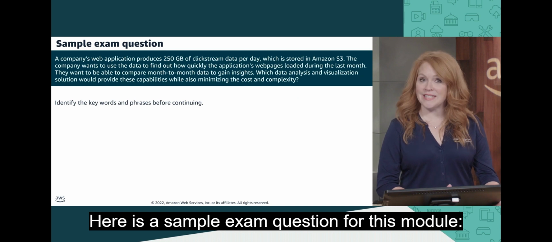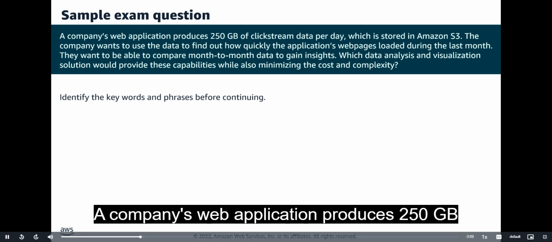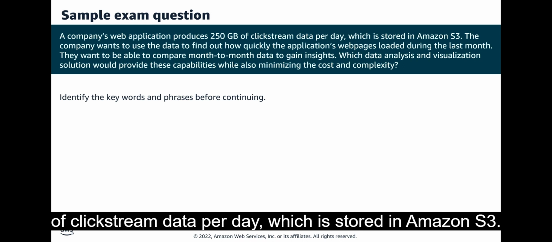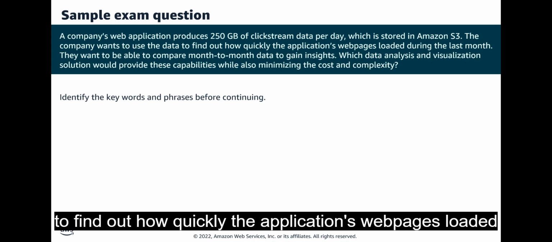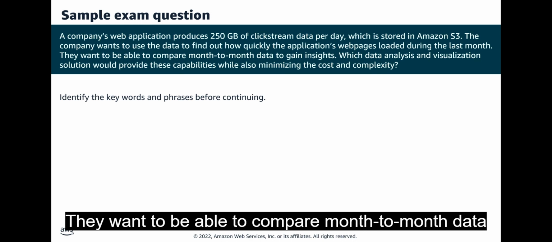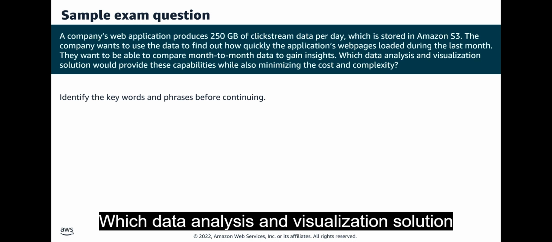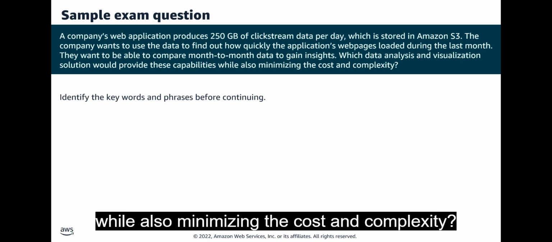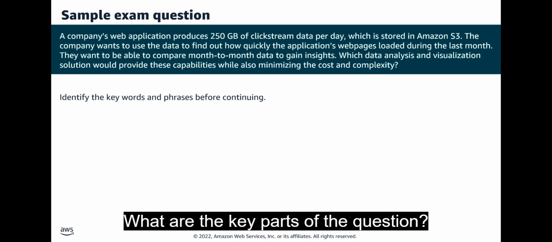Here is a sample exam question for this module. A company's web application produces 250 gigabytes of clickstream data per day, which is stored in Amazon S3. The company wants to use the data to find out how quickly the application's web pages loaded during the last month. They want to be able to compare month-to-month data to gain insights. Which data analysis and visualization solution would provide these capabilities while also minimizing the cost and complexity? What are the key parts of this question?